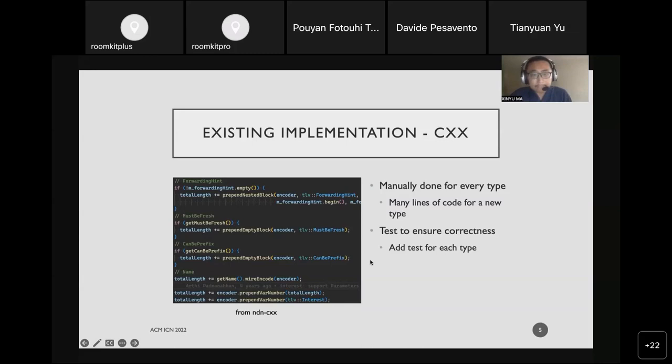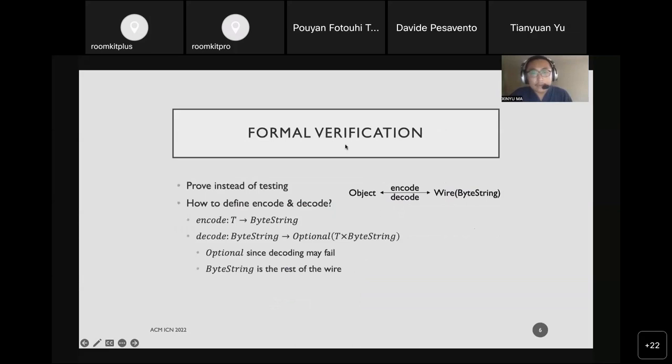Until now, NDN-CXX has been fine, but if you want to improve it, the goal here is, first, to have some automatic derivation, where you give the description of the type's class or struct, and then you automatically generate the encoding algorithm and decoding algorithm. And the second part is that we really want our code to be proven correct instead of just covered by tests. To have this goal, we need to have a model for the encoding and decoding. So how do we have the model?